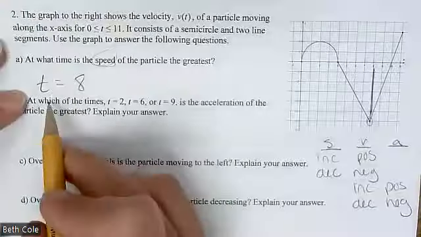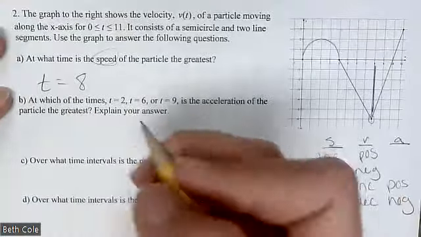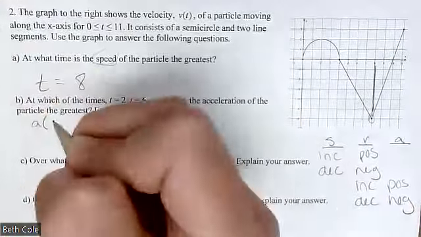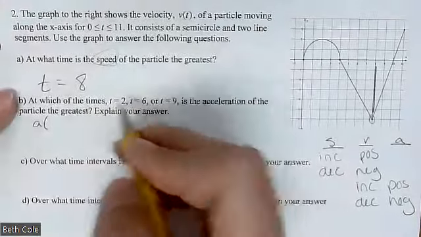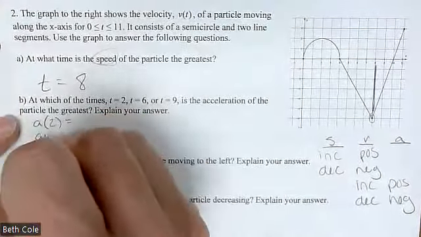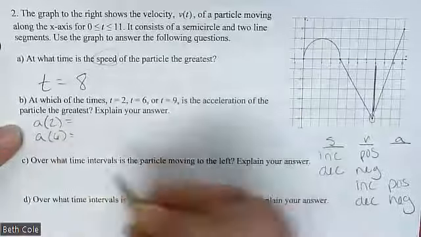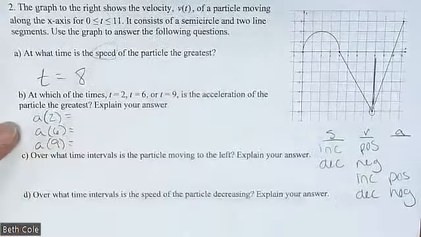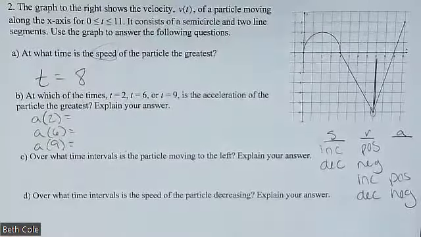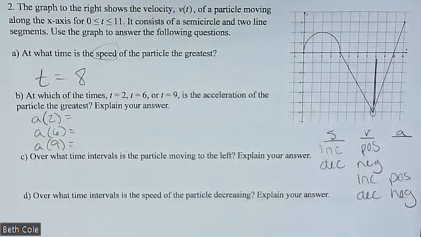All right. Now, at which of these times is acceleration the greatest? Explain your answer. Our justification is going to be that we're going to find them all and just pick the one that's biggest. This is called a candidates test. If you test all the candidates, that's your justification. We tried them all and we picked the biggest one.